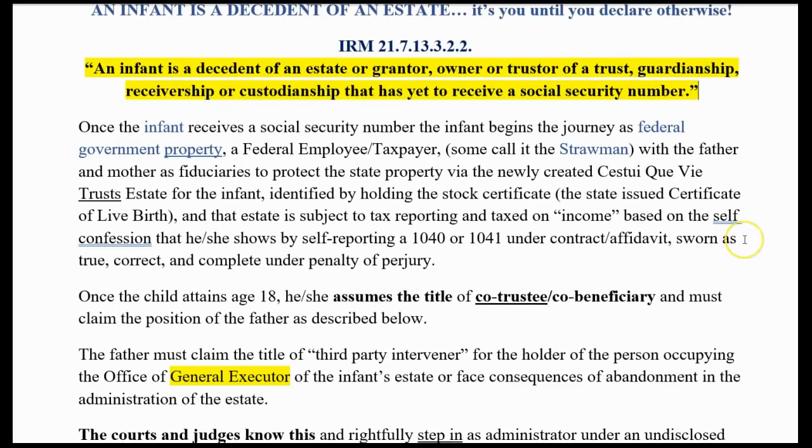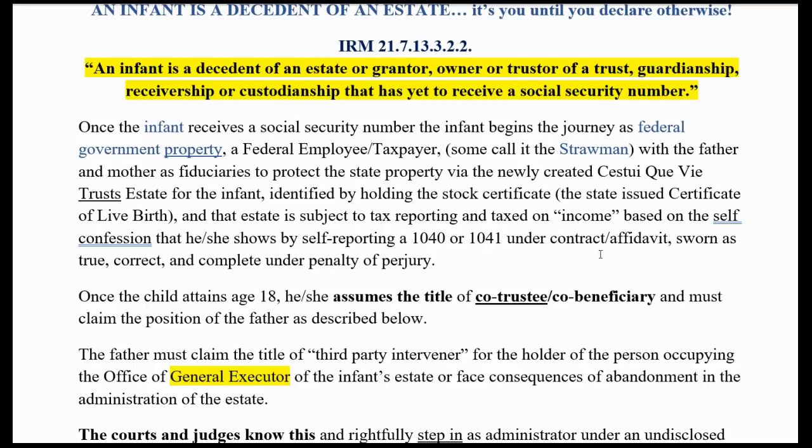So, once the infant receives a Social Security number, the infant begins the journey as a federal government property. You bet you didn't know that. A federal employee / taxpayer. Some call it the straw man. You may have heard that term. With the father and the mother as fiduciaries to protect the state property via the newly created trust estate for the infant. That birth certificate that was created an estate, and it's being held in trust. And it's identified by a stock certificate called the Certificate of Live Birth. Look at it. It's a stock certificate, folks.